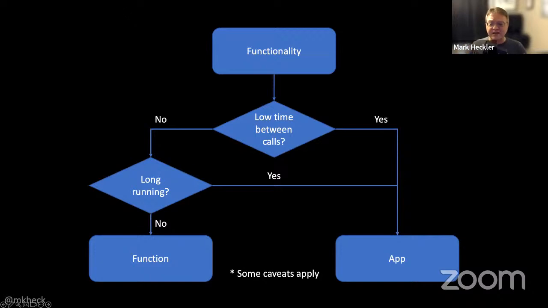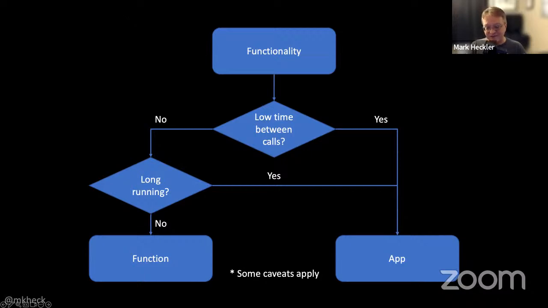If there's not a low time between calls, so it happens very sporadically, and it's very quick to execute, take it back to that same scenario. Something is called once an hour, and it executes in 3 seconds. So it's idle for 59 minutes and 57 seconds every hour, right? Then it probably should be a function. Again, I'm speaking to it from the functionality, the engineering perspective.